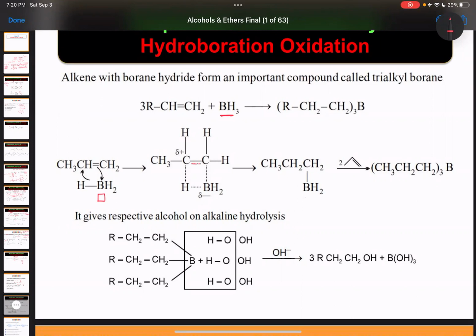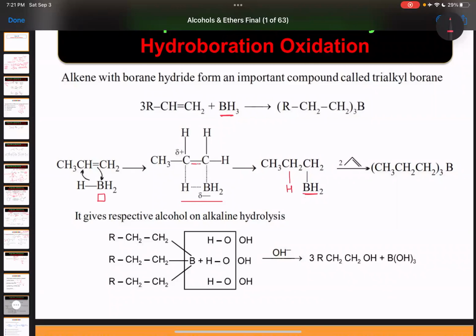So its addition is not one by one, like H plus added, then OH added. Actually hydrogen and boron add simultaneously in one step, and this is the way in which they add. I have shown you the mechanism. This is the actual reason why you get OH outside. OH is not attached directly, because if you attach it directly, it will get connected to the inside carbon. But you attach H and B, and B automatically attaches outside, because boron is bulky, so it tries to attach itself on the outer carbon.